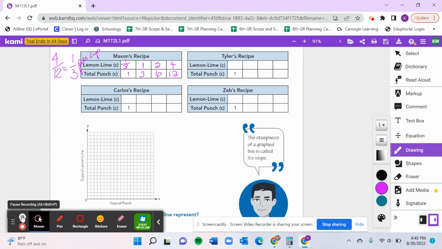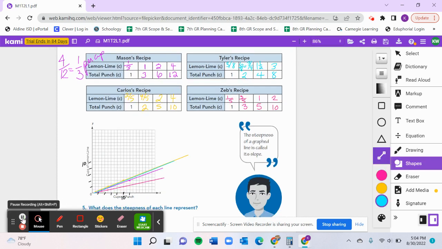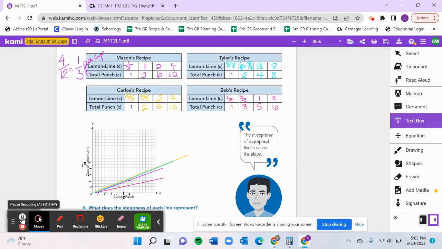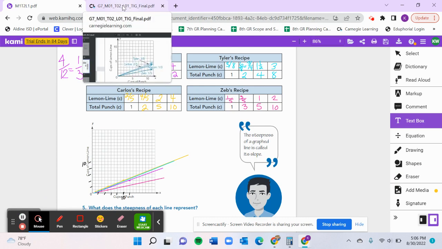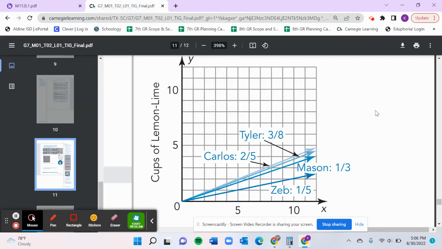Pause here. Now here are my filled in tables and also my completed graph. If your graph isn't perfect, don't worry, mine isn't either. In a second, I'm going to show you a better representation. Also remember, it's okay if you got different values in your table as long as the ratio stayed the same. Now I want to show you a better example. You can pause here if you'd like to take a closer look.